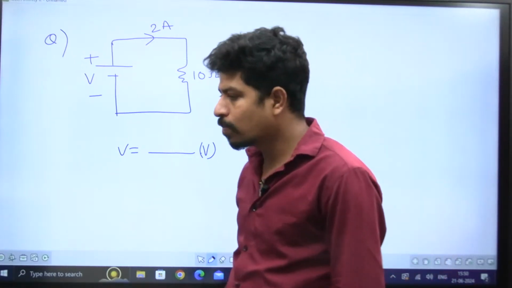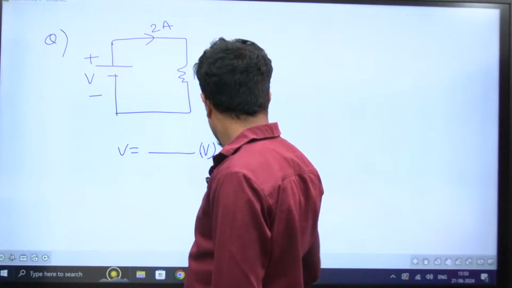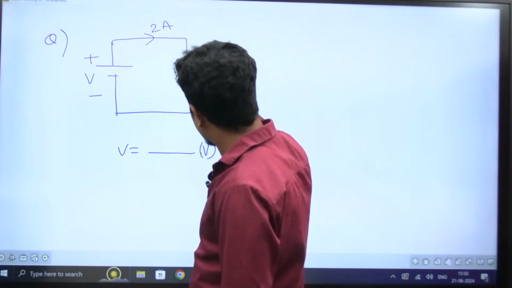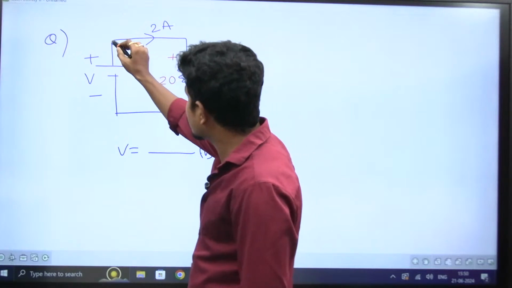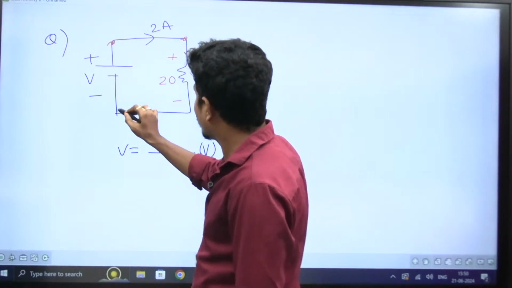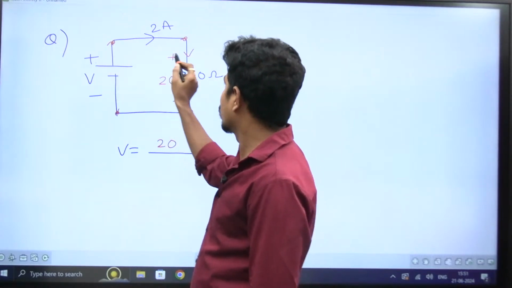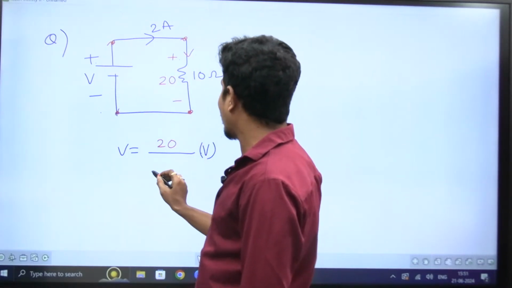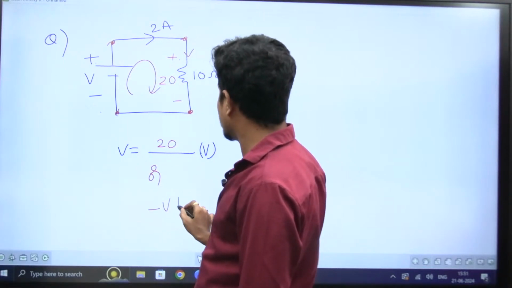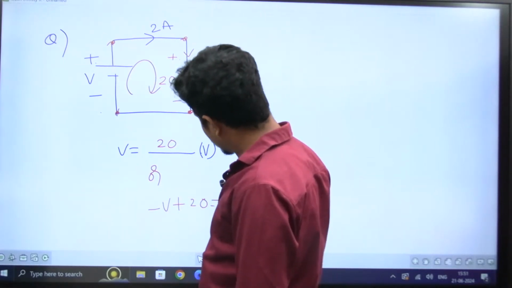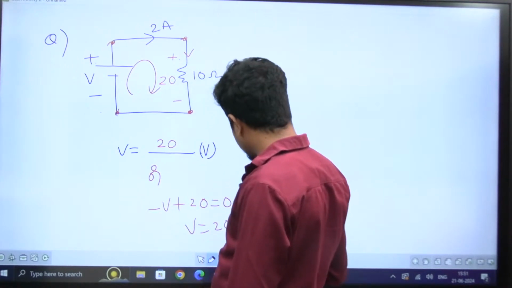Yes, Palash Kumar, very good. See, current is flowing how much? 2 amperes. When 2 amperes is flowing, this is plus, this is minus, this is 20. These two are in parallel, right? In parallel, voltage must be the same. That is 20 volts. Plus is connected to plus, minus is connected to minus. Or another way is, write KVL: minus V plus 20 is equal to 0. Therefore, V is equal to 20 volts.